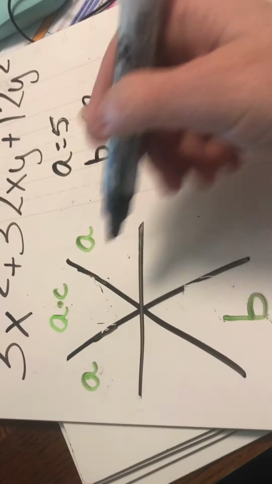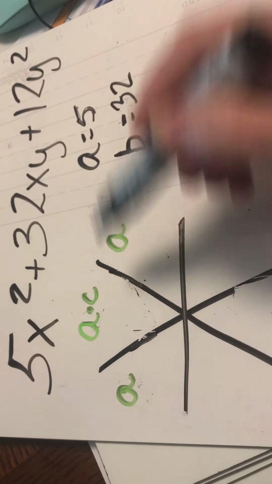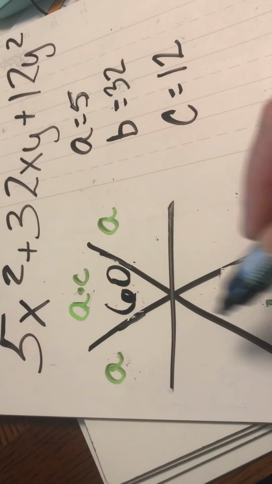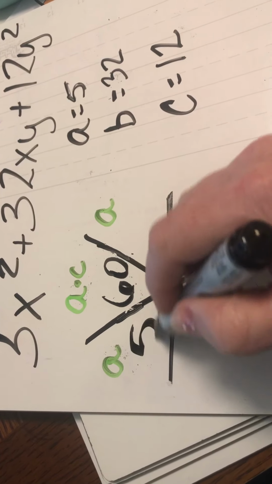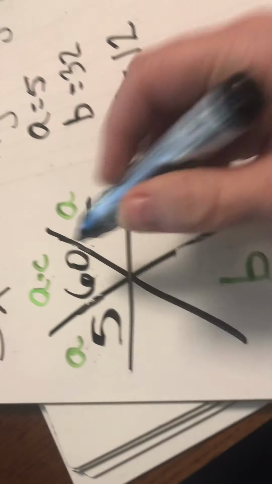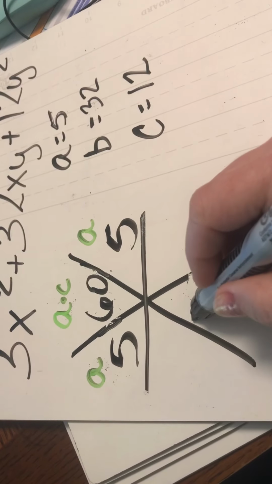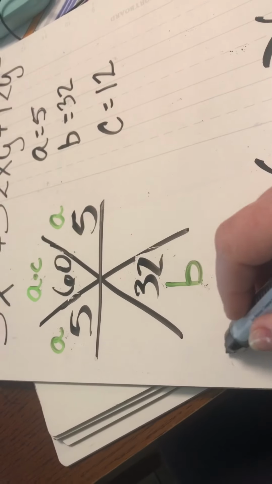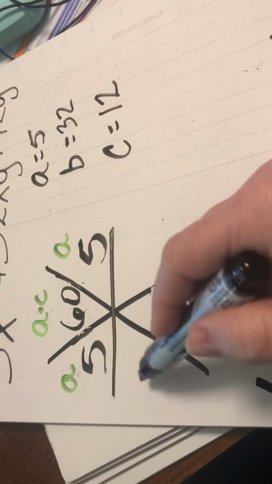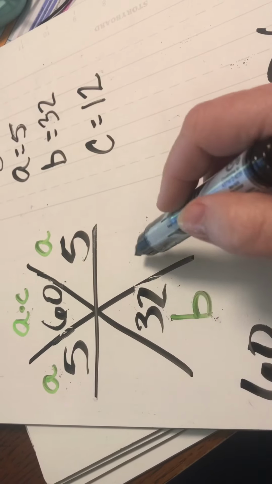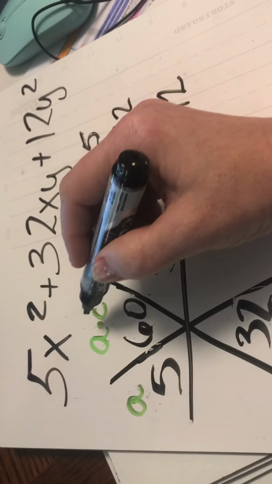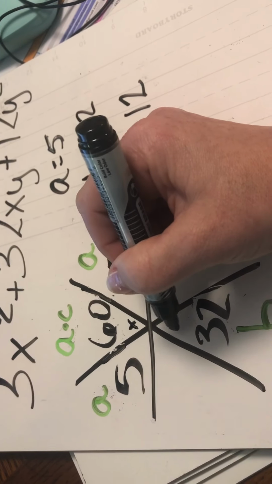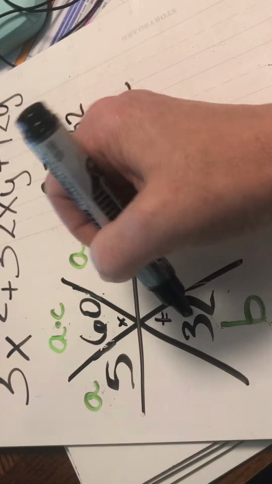So now let's fill in our asterisk. We've got A times C. So 5 times 12 is 60. These are both my A, so 5 and 5. And then this down here is my B, which is 32. Now I've got to do a factor tree because what I need for these two spots have to multiply to give me 60. So they have to multiply to give me this number up here.